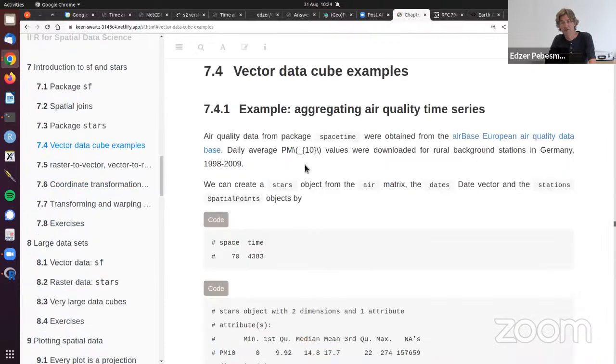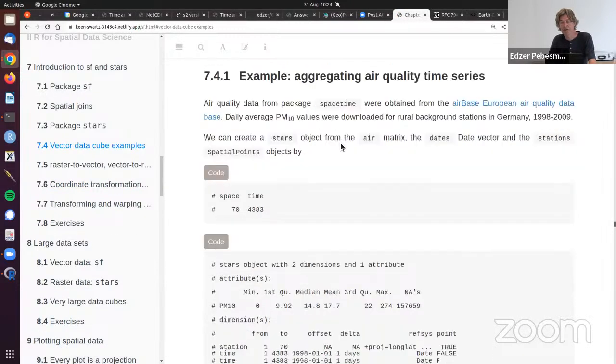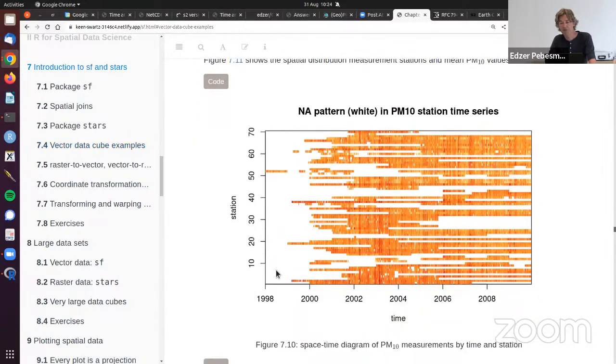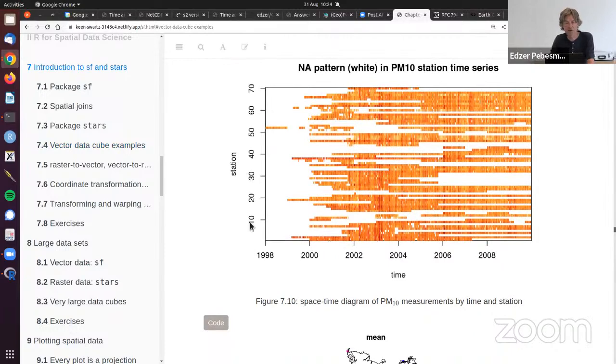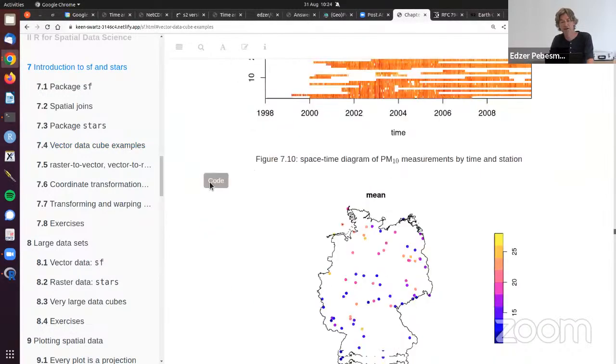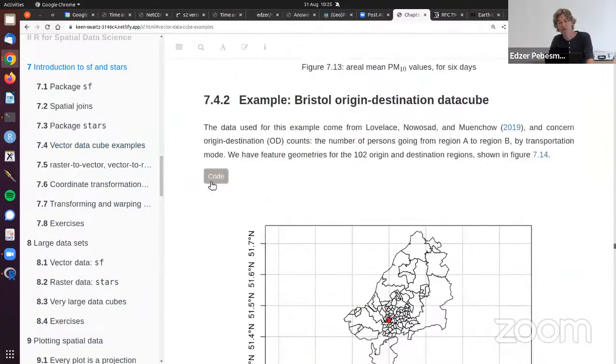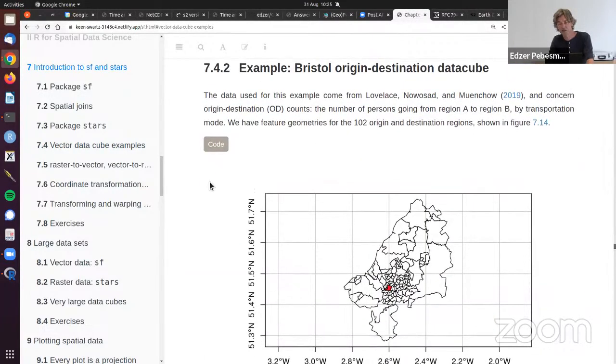Yeah, here is an example of a vector data cube. This is an air quality time series for different stations, where you see here... oh no, it's not a Hofmüller plot, and this should be a coordinate. It's a station identifier. Another example that I used here, I think, is origin destination matrices.